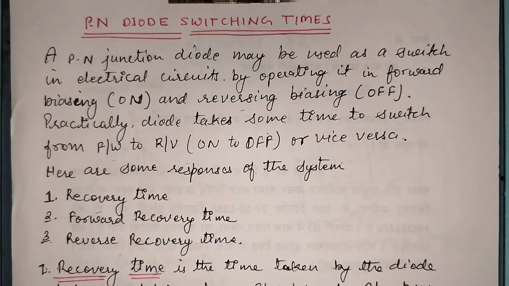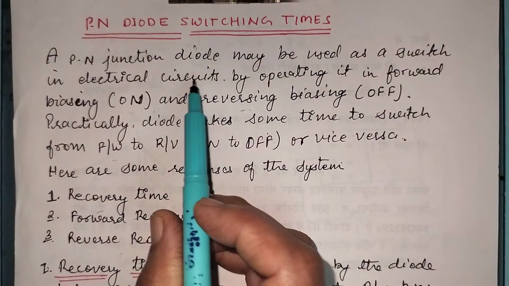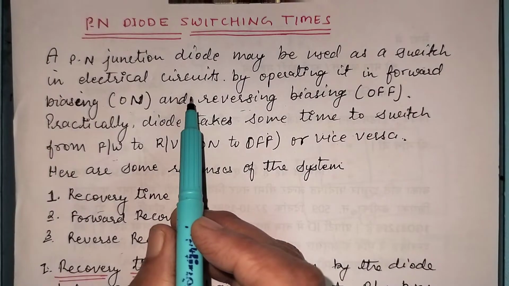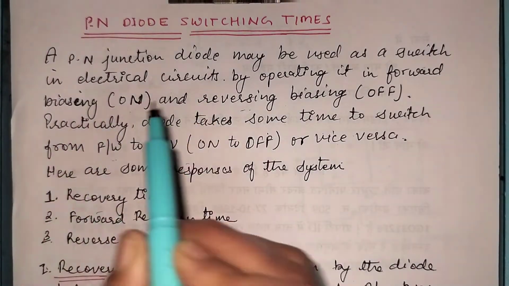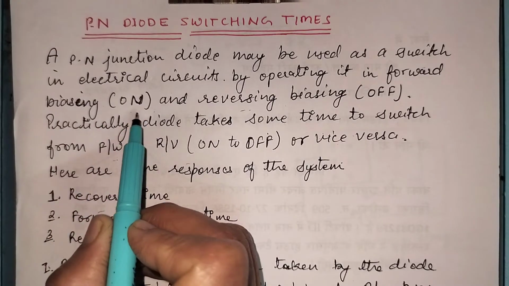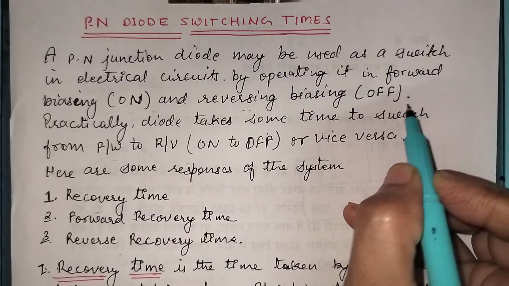Here we will discuss PN diode switching times. We all know that a PN junction diode can be operated as an electrical switch. If we make the junction forward bias, this works as the switch is on, and if we make the junction reverse bias, it works like the switch is off.